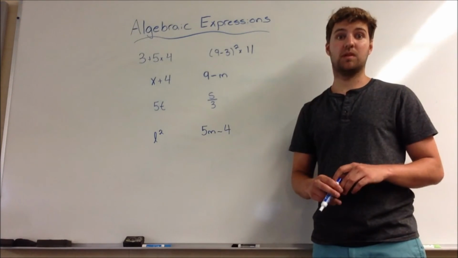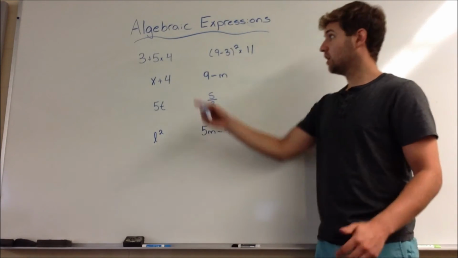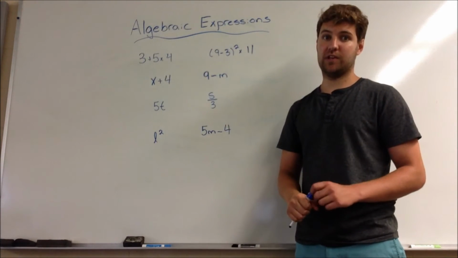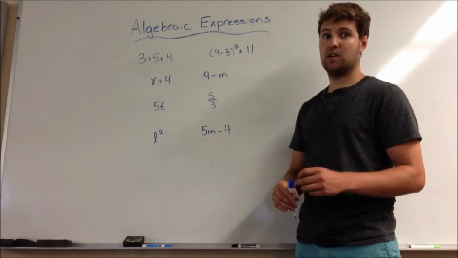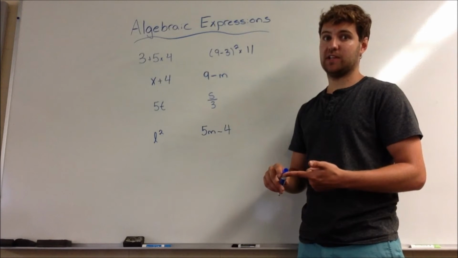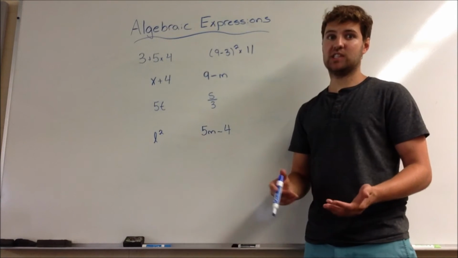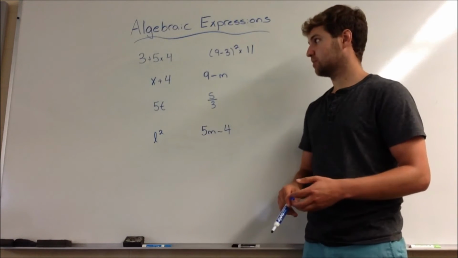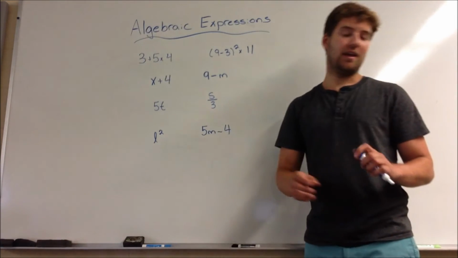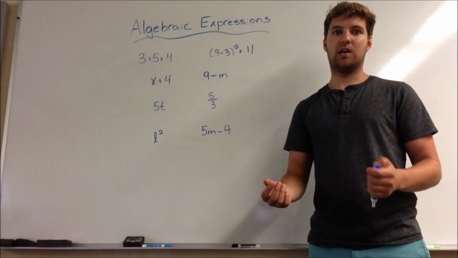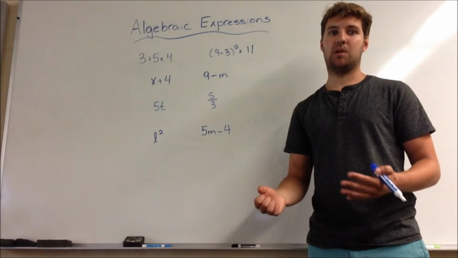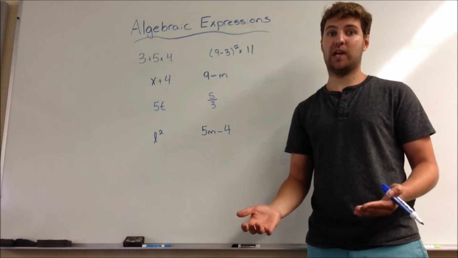Let's take a look at some expressions that have variables in them. The top two here are similar to expressions we would have seen in our last video. They just contain numbers and operations. But we just said that we can put variables, our letters, into expressions. A variable is just a number. It's a number that we don't know yet what the value is.